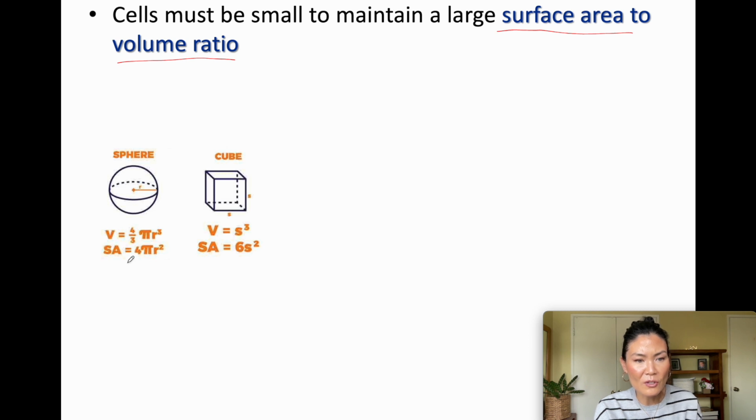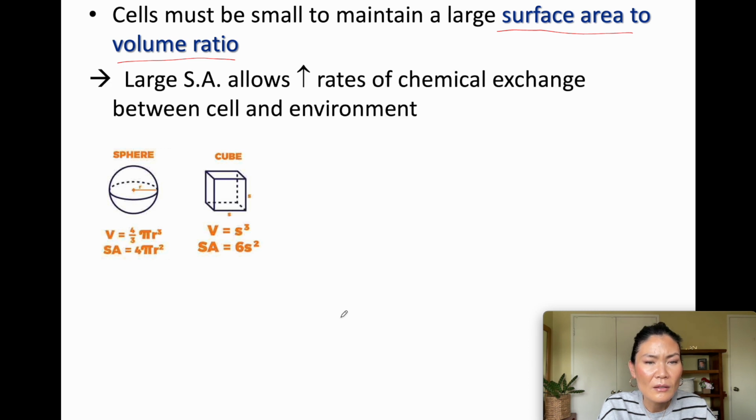For a sphere, surface area is 4 pi r squared. For a cube, it's going to be 6s squared. That's the 6 sides, right? And then the volume of a sphere is 4/3 times pi times the radius to the 3rd power, okay? Volume of a cube is going to be s cubed. All right, so large surface area allows for an increase in rates of chemical exchange between cell and the environment.